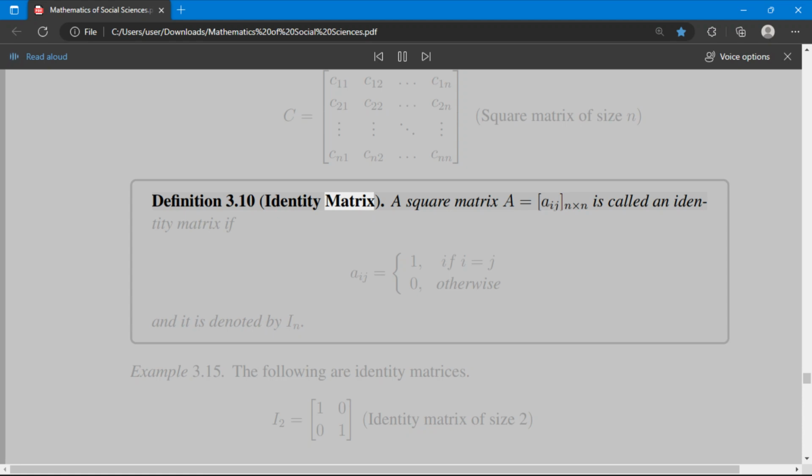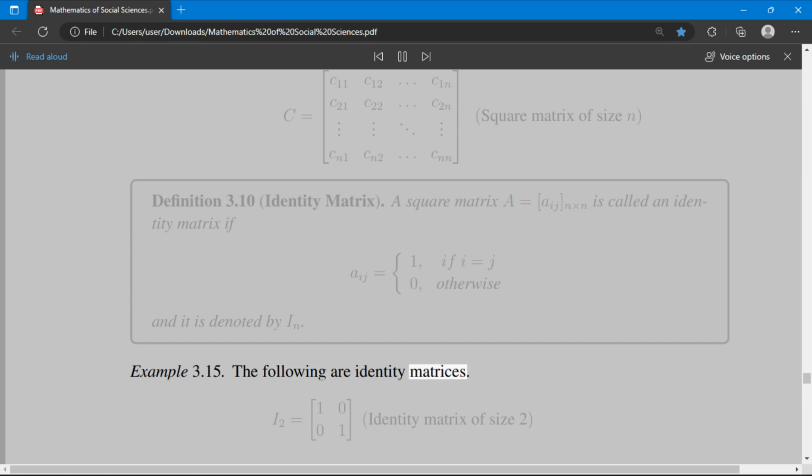Definition 3.10, Identity matrix. A square matrix A = [aij] of size n times n is called an identity matrix if aij equals 1 if i equals j, and 0 otherwise, and it is denoted by In.